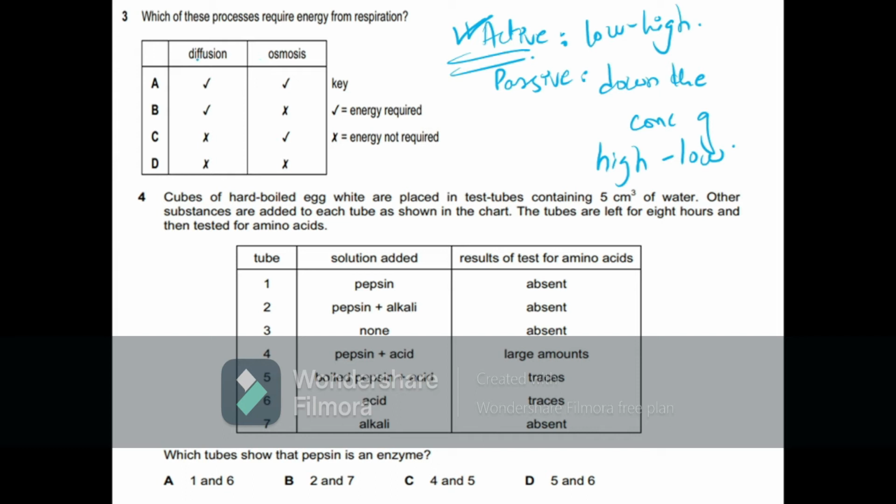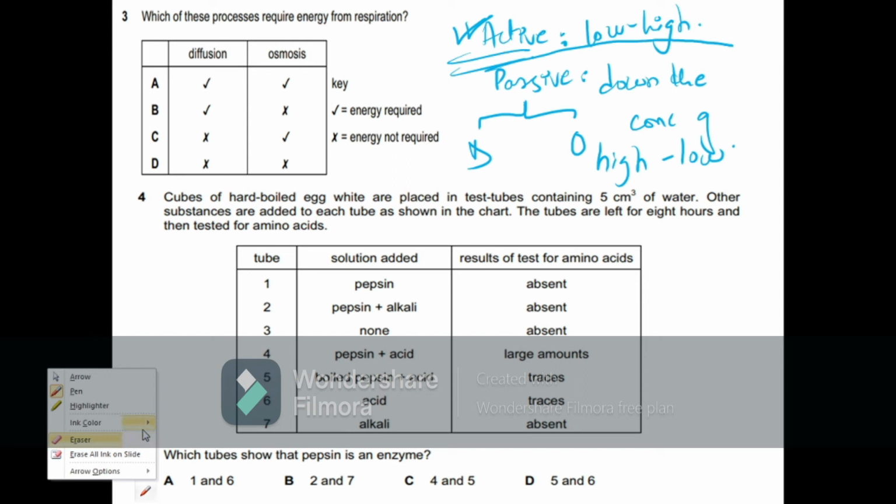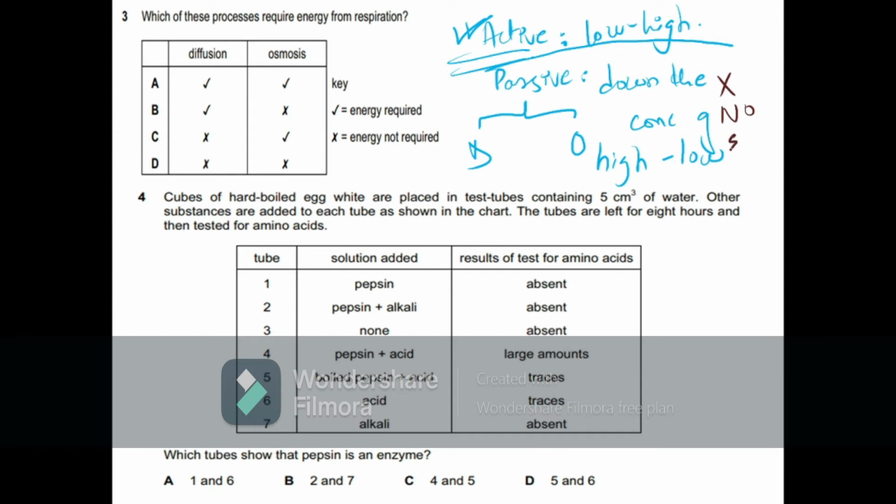But you can observe here, diffusion and osmosis are both types of passive transport. Movement of substances from high to low concentration requires no energy. So for passive transport, there is no requirement of energy. So which option is the right option? For diffusion, do you need energy? No. For osmosis, do you need energy? No. So option number D is the right option. Okay.